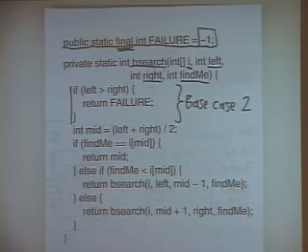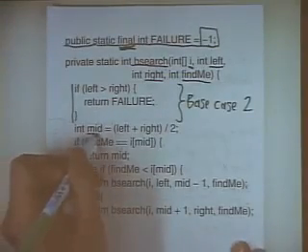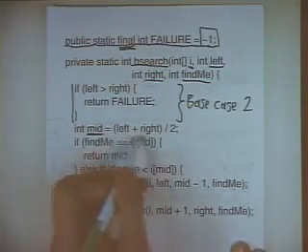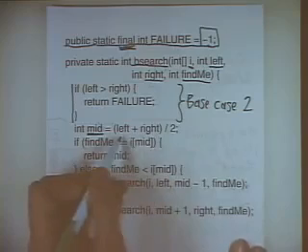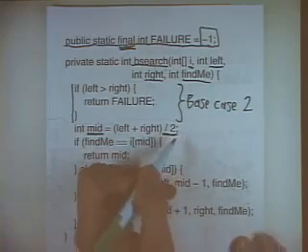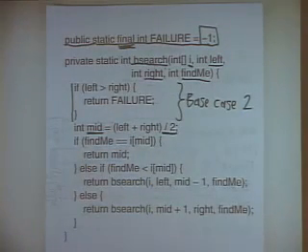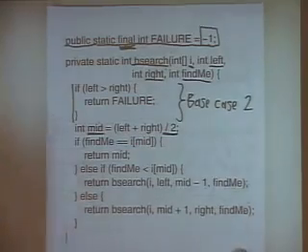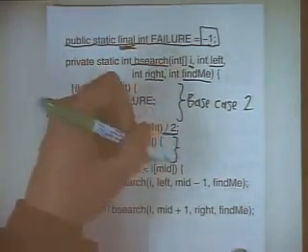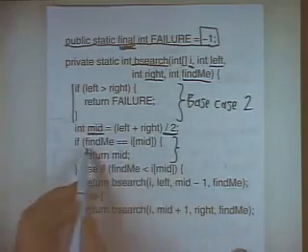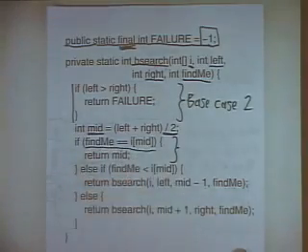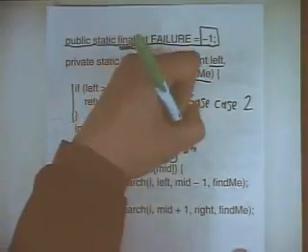Otherwise, there's still some array left to search. So in that case, we just find the middle index, which is halfway between the left and the right index. And since this is integer division, if we have an even number of elements in the array, it'll just round off the 0.5, but we'll be close to the middle. Then we check to see if we have actually found the correct element that we want. So if find me is equal to the middle element, that's base case 1 and we're done.